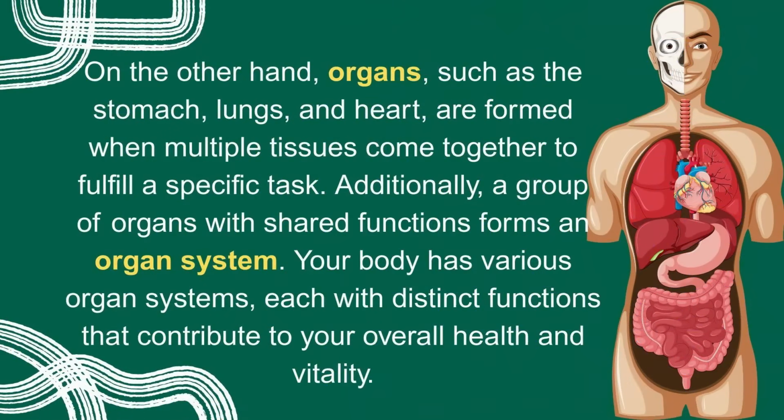On the other hand, organs, such as the stomach, lungs, and heart, are formed when multiple tissues come together to fulfill a specific task. Additionally, a group of organs with shared functions forms an organ system. Your body has various organ systems, each with distinct functions that contribute to your overall health and vitality.